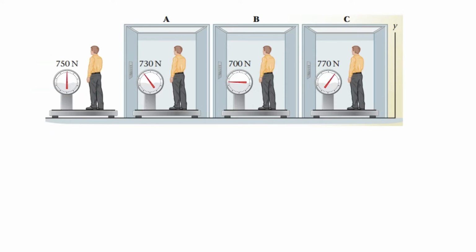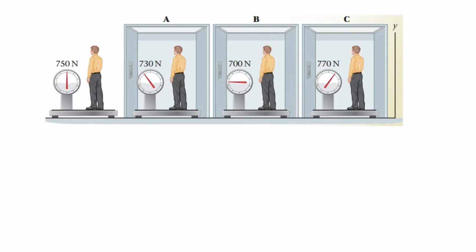When the same person rides in an elevator that accelerates, the reading on the scale is different. For example, in case A, the reading is 730 Newton. In case B, the reading is 700 Newton. And in case C, we have the reading to be 770 Newton.